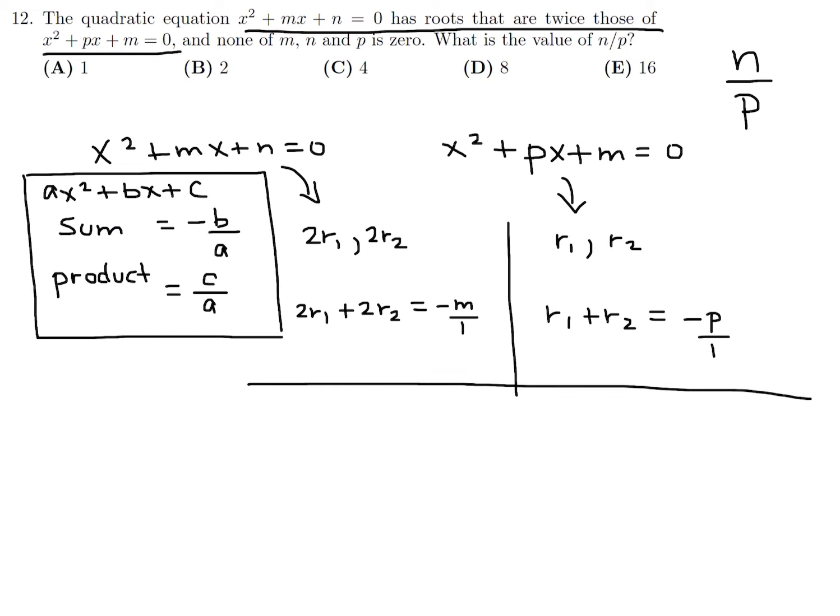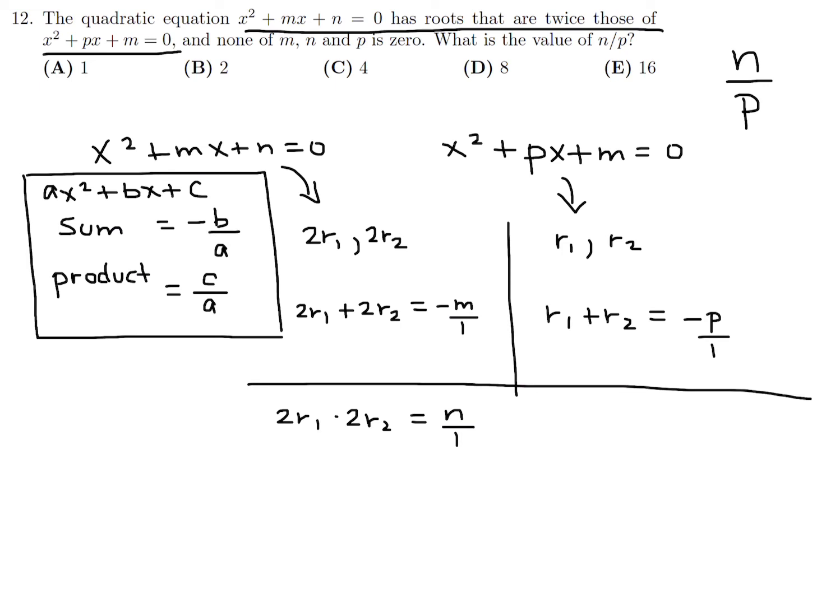Now we are going to use the product rule, which is c over a, for both of these. For the first one, our roots are 2r1 and 2r2, so the product is 2r1 times 2r2, and the positive c over a in this equation would be just n over 1.